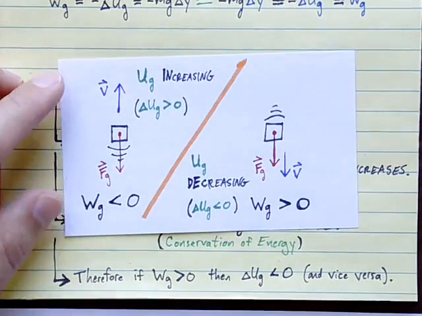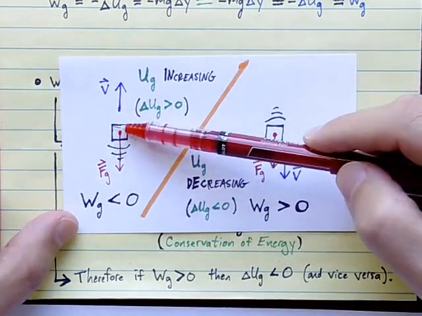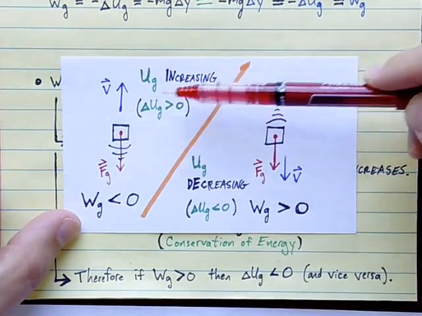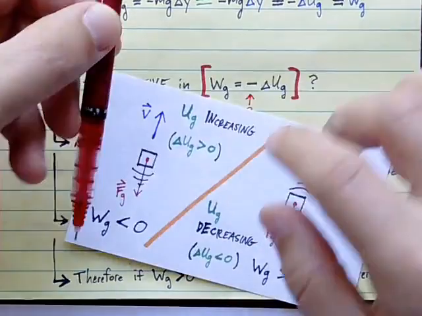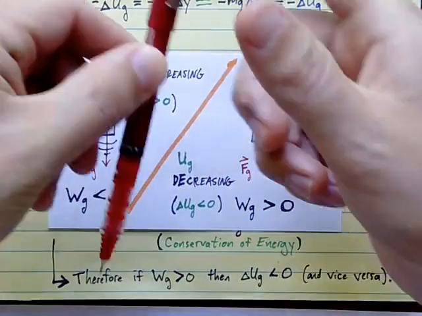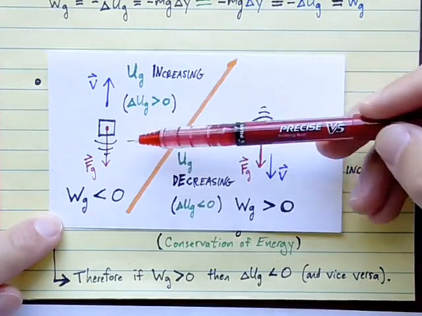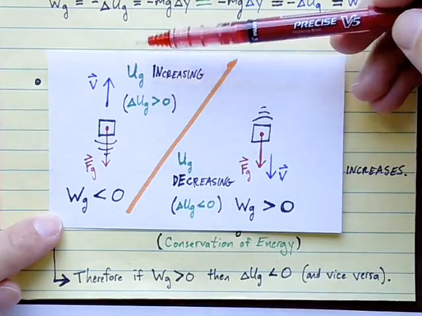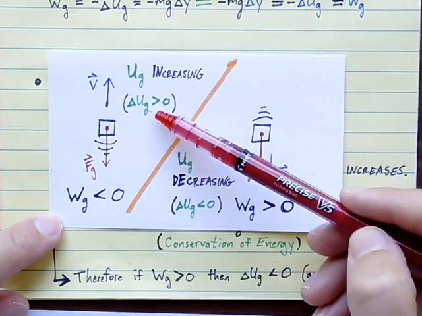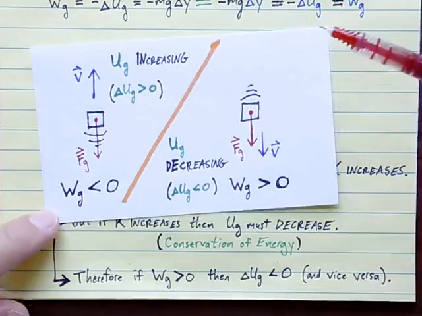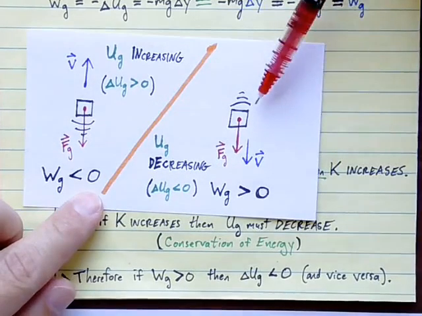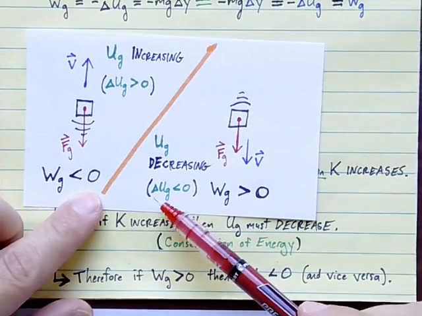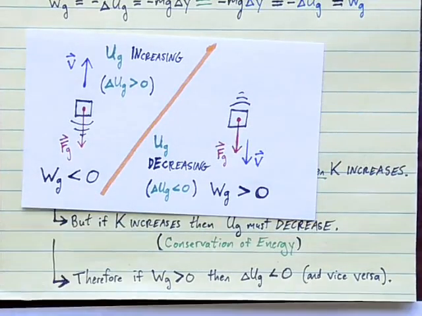Here's a picture illustrating that same point. If I get this block moving upwards, its gravitational potential energy is increasing, but since the force of gravity is down, gravity will be doing negative work. So gravity is doing negative work as this block increases in gravitational potential energy. So the WG and the delta UG have opposite signs. Likewise, if the block is moving downwards, gravity is doing positive work, but the UG is decreasing, so delta UG is negative, and the work done by gravity is positive.